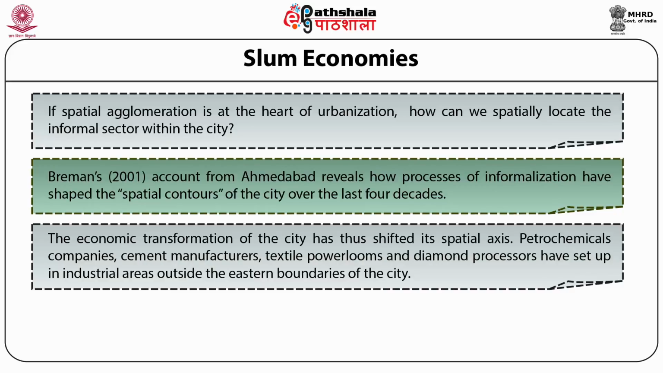Petrochemical companies, cement manufacturers, textile power looms, and diamond processors set up in industrial areas outside the eastern boundaries of the city. Their workers, often rural migrants, have come to be housed in informal settlements in this part of the city. On the other hand, the relative expansion of the services sector on the western banks of the Sabarmati has generated new forms of informal employment.